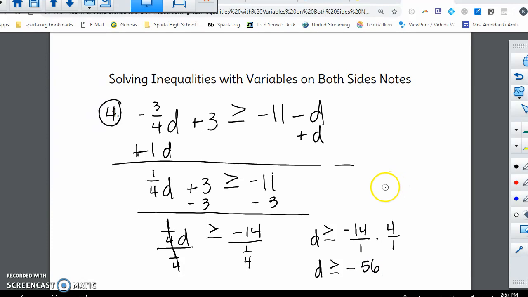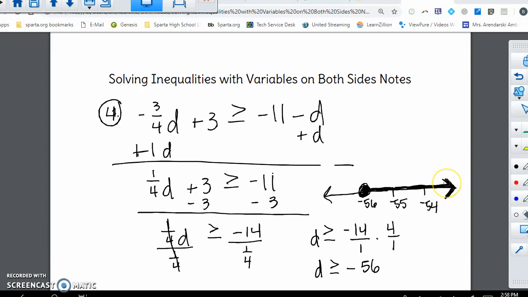And then we're going to graph that quickly. So I have negative 56, negative 55, negative 54. I have a closed circle because I want to include negative 56, and I want to shade to the right because I want to show greater than.